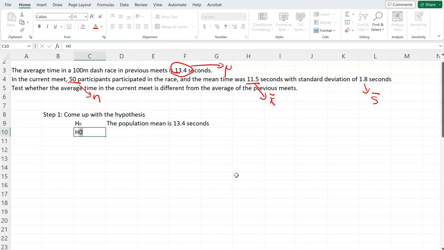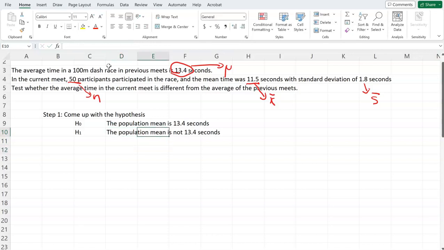And the alternate is, since it's asking us whether this number is different. Different means, is this number changing? That means it could be either greater than 13.4 seconds or less than 13.4 seconds. So we would say the population mean is not 13.4 seconds. So this is one way we could write the hypothesis.